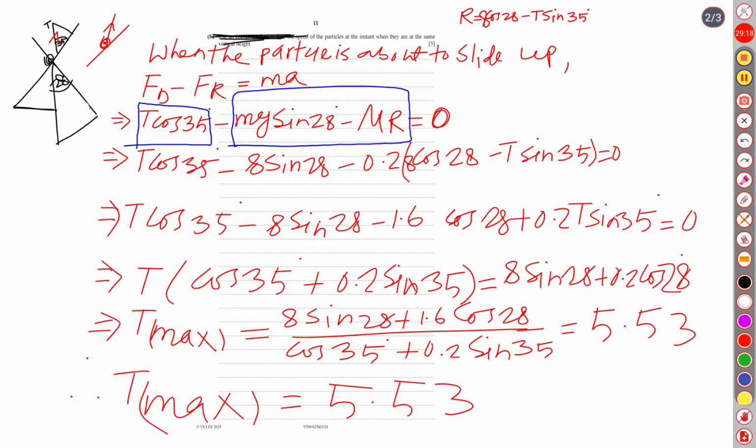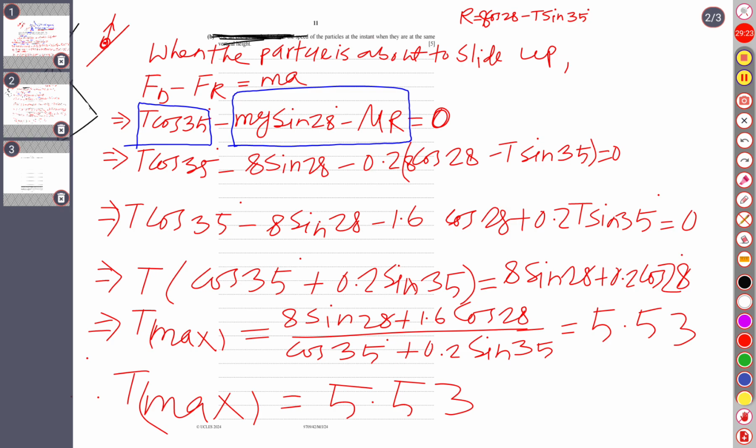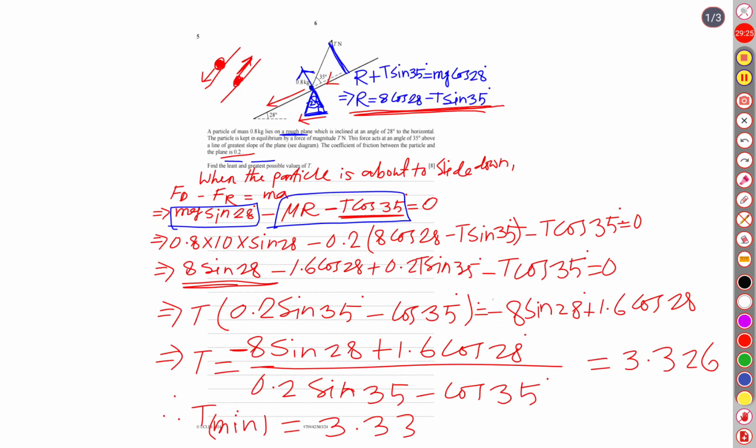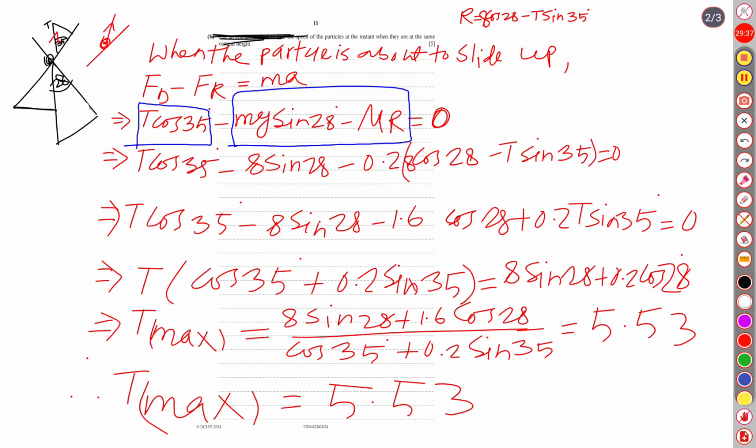And thus we got that the minimum force acting in the string is 3.33 Newton, whereas the maximum force acting in the string is 5.53 Newton.